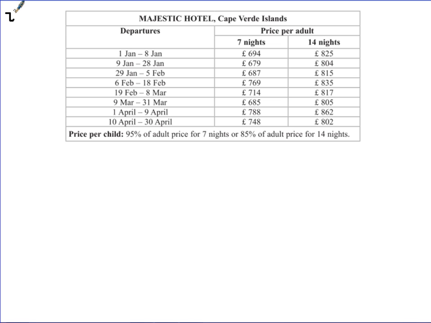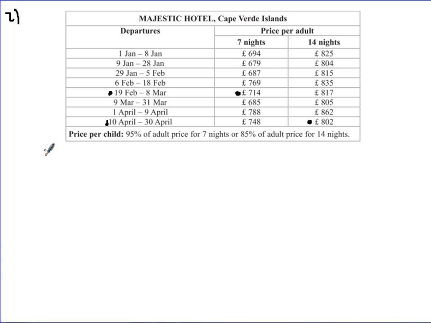and what they are considering is going on holiday on the 20th of February. So the 20th of February will be in this area here for 7 nights. So we're looking at this one. Or on the 10th of April, which is this one, and we're looking for 14 nights. Price per child is this, so we've got information here. They have 2 children. Compare the cost of these holidays for the Jones family. So 95% of adult price for 7 nights, price per child, and 85% of adult price for 14 nights.